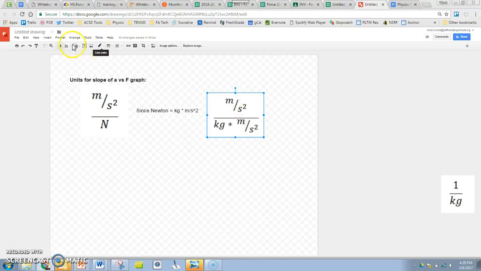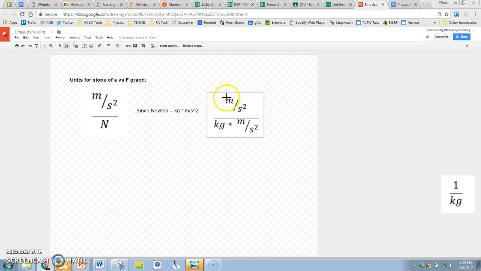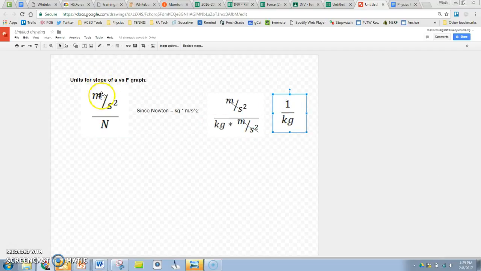And when you do that, you notice that you have something on the top and the bottom, both the numerator and denominator, that will cancel out. Meters per second squared there cancels out with meters per second squared there. So what are you left with? Well, nothing on the top, so essentially 1. And in the denominator, all you have is kilograms. So really, all of that boils down to this. So the slope of the acceleration versus force graph is this. Newtons is replaced with what it actually means, this. And then those cancel, leaving you with a rather simple unit, 1 over kilograms.